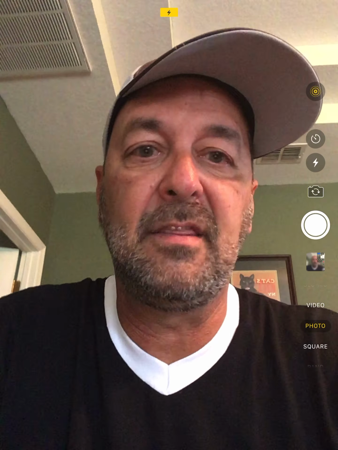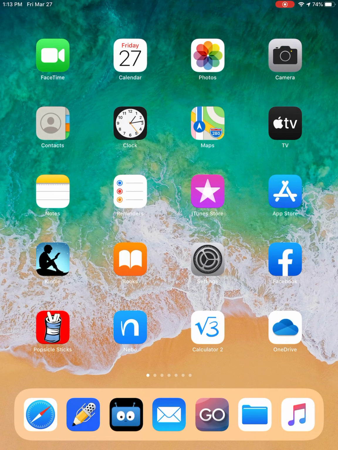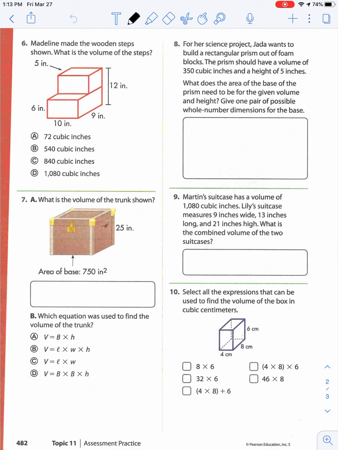Okay, boys and girls, we're halfway there. Let's take a look at the other side of the page you did for the practice test. Okay, we are on number 6, and that's our favorite kind of problem, the multi-rectangular prisms.